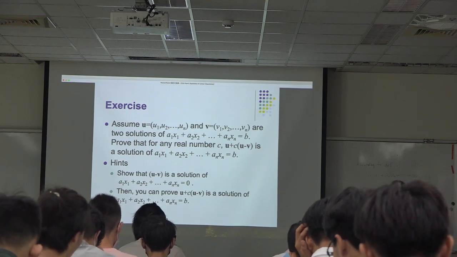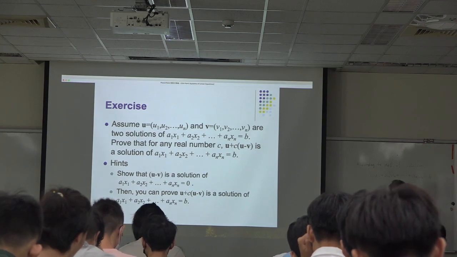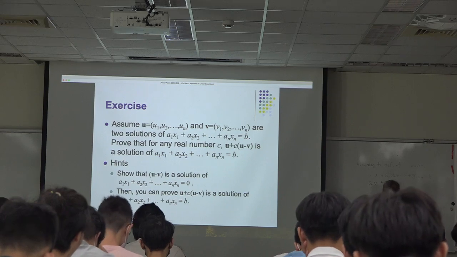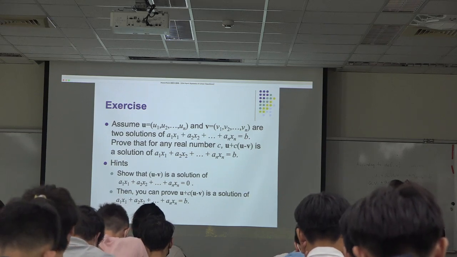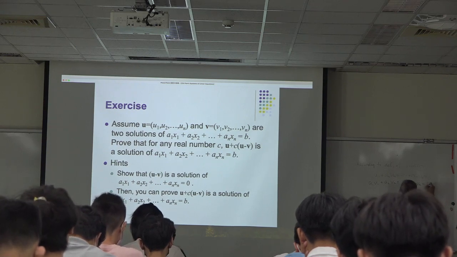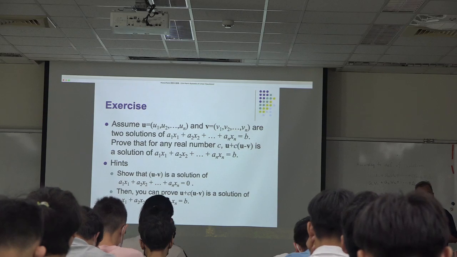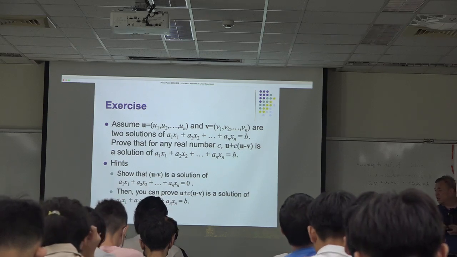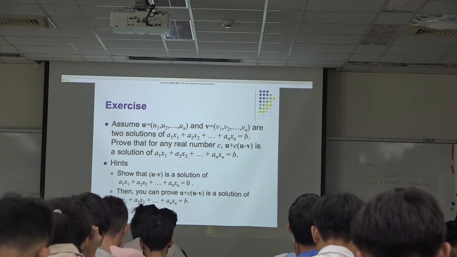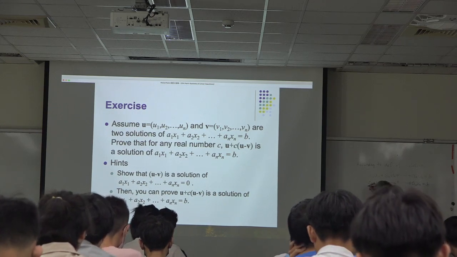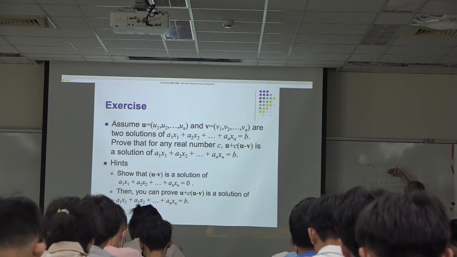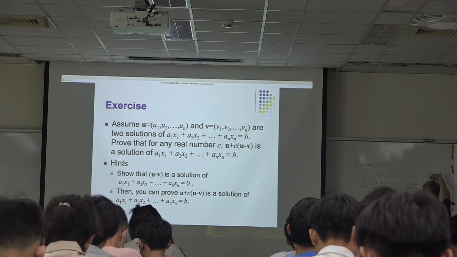Let's try this. And we know v is a solution as well. So we know a1 v1 plus a2 v2 plus ... plus an vn equal to b, right? Because they are solutions for this linear equation, so we put them there. And then we do a subtraction: left side subtract left side, right side subtract right side.